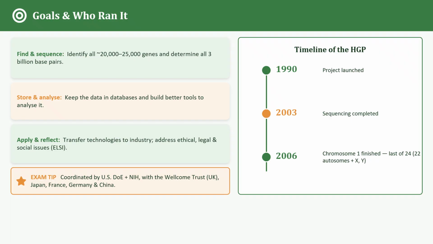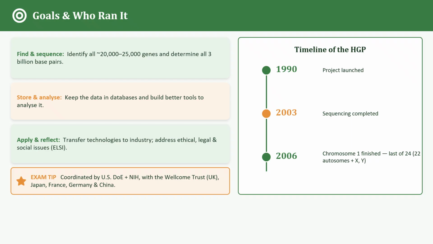Next we are going to see the goals and also who ran it, or we can say the coordination of this Human Genome Project. What were the major goals of this project? First, identify the human genes and determine the sequence of the DNA. Next is to store the information, then improve the data analysis, next is to transfer the technologies, and at last address the ELSI. I'll explain everything now in detail.